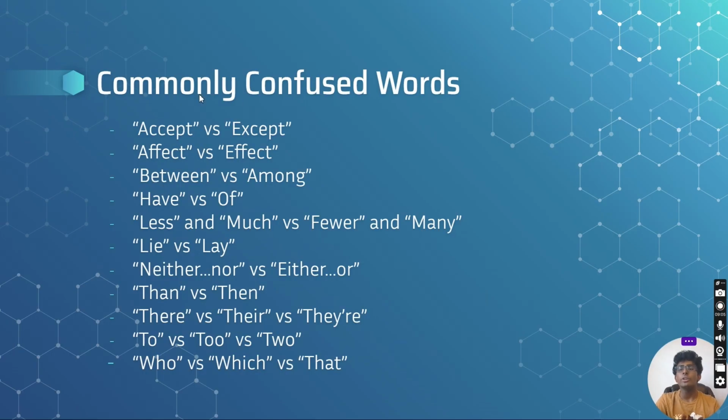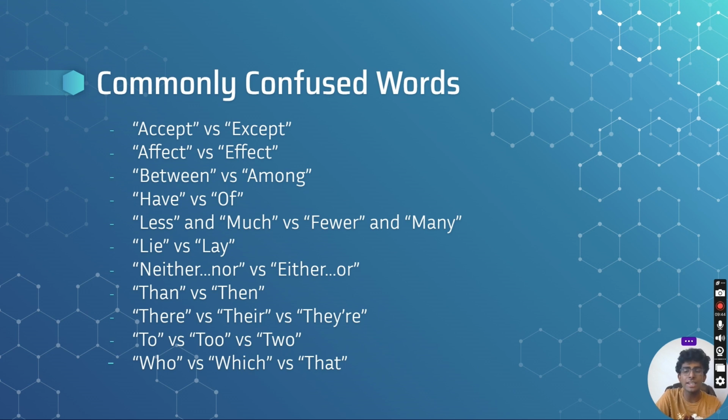All right, commonly confused words. You have accept versus except. Accept is like you're receiving something. Except is like not including, it's an exception. Affect versus effect. Affect is you're directly causing something. Effect is the result of the cause. Between versus among. Between is comparing two things. Among, you're comparing many different things. Have versus of. Have, like I have something, that's a verb. Of is more of a preposition, so you're not using it as a verb like you would with have.